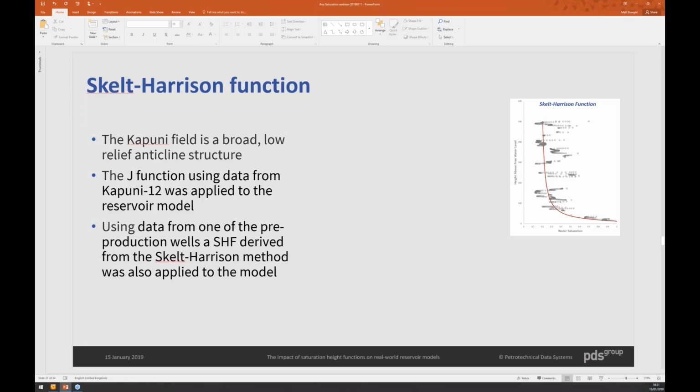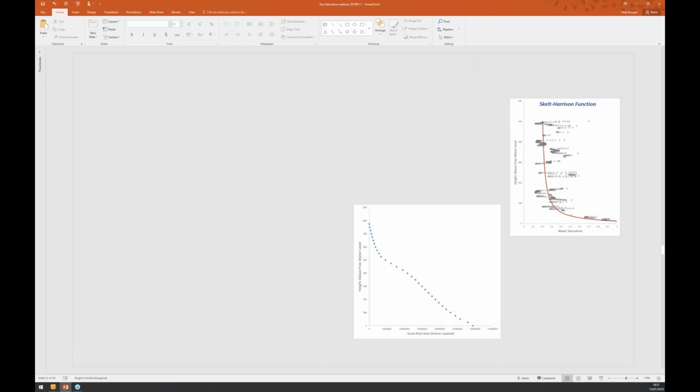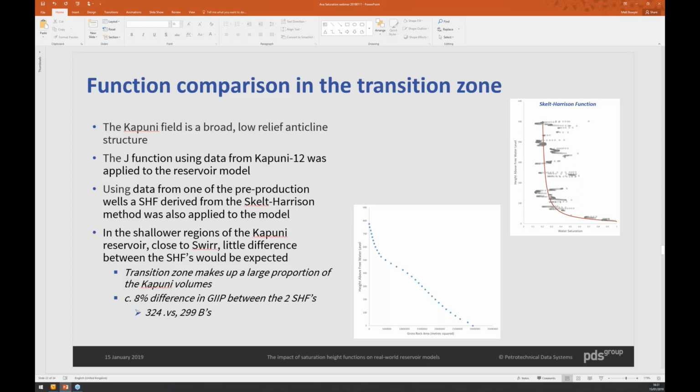So now I've got a J function and a Skelt-Harrison function that I can start to compare and contrast and see what happens in my reservoir model. The interesting bit about Kapuni is the fact that it's quite a broad, low relief anticlinal structure. So in the coastal regions where we're close to the irreducible saturations, we'd expect probably little difference between whatever method we're going to use.